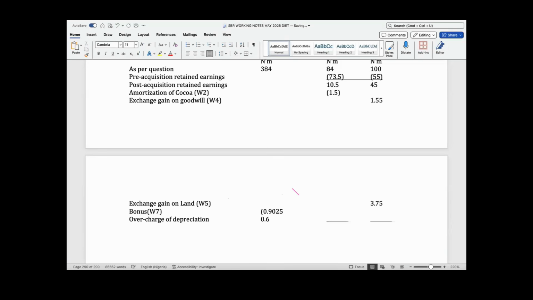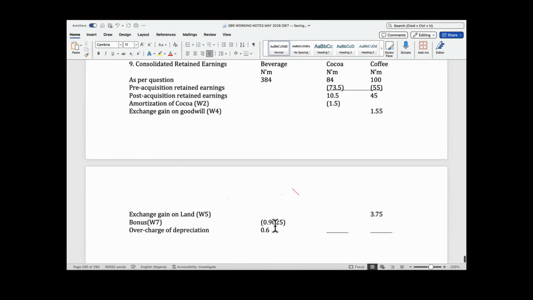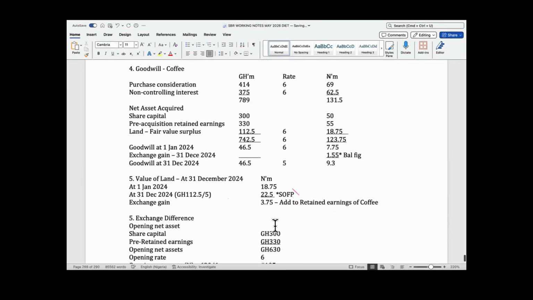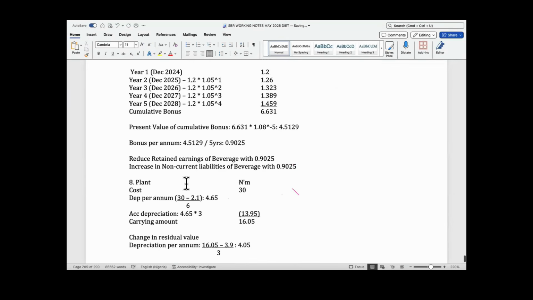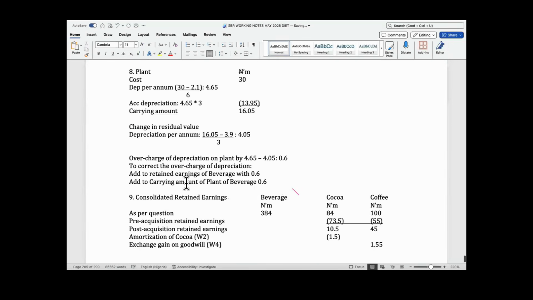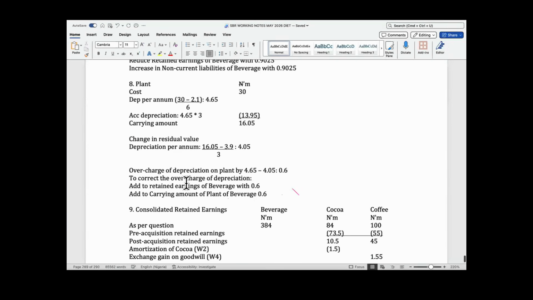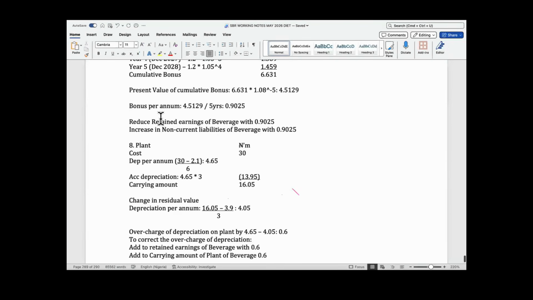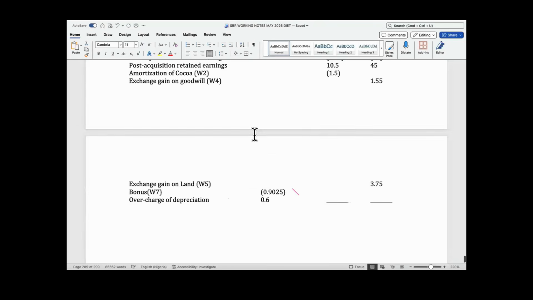Yes, so Samuel, thank you. It's an expense, so I'm supposed to deduct. What did I say? How did I put the adjustments? Yes, reduce. Okay.